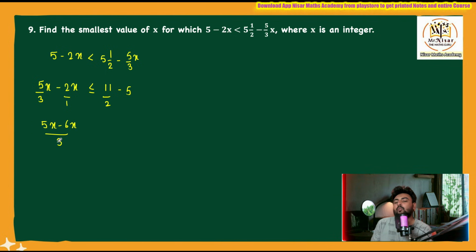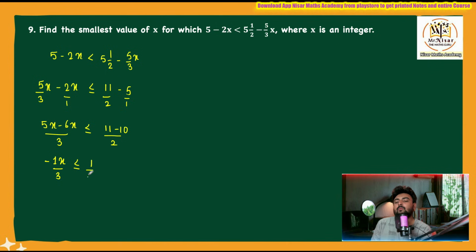upon 3, we are doing cross multiplication, and here also you do the cross multiplication. It will be 11 minus 10 upon 2. 5x minus 6x is minus 1x by 3, and here 11 minus 10 will be 1 by 2. Then we have to find the value of x.